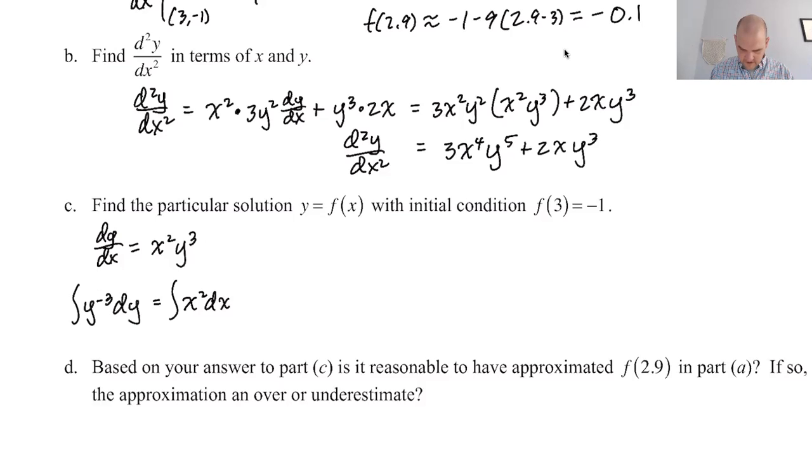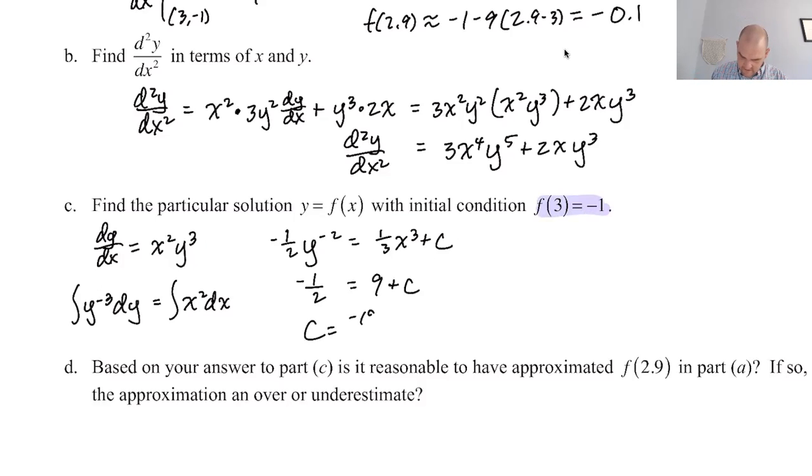All right, plus 1 times reciprocal. Negative 1/2 y to the -2nd is equal to 1/3 x cubed plus c. I'm going to solve for c right now because it's not going to look better as I keep going. I'm going to use the initial condition and solve for c. If I plug in, -1 squared is just 1, and then 27 divided by 3 is 9, plus c. So c is going to be negative 19 halves.